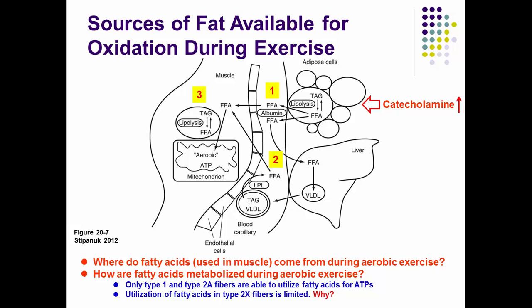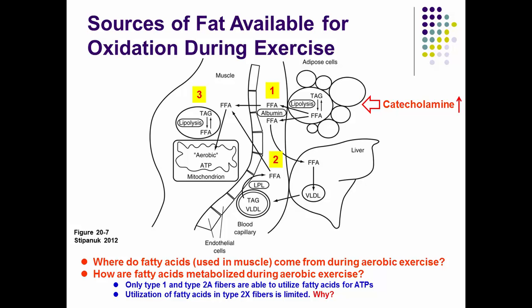Secondly, there are the fatty acids from triglyceride released from the liver, and this source of fatty acids can also be used by the muscle for energy. And lastly, the intramuscular triglyceride. Triglyceride is also stored in the muscle, so this intramuscular triglyceride can also be broken down to fatty acids and utilized as energy fuel. So those are three sources of fatty acids that can be utilized by muscle during aerobic exercise.